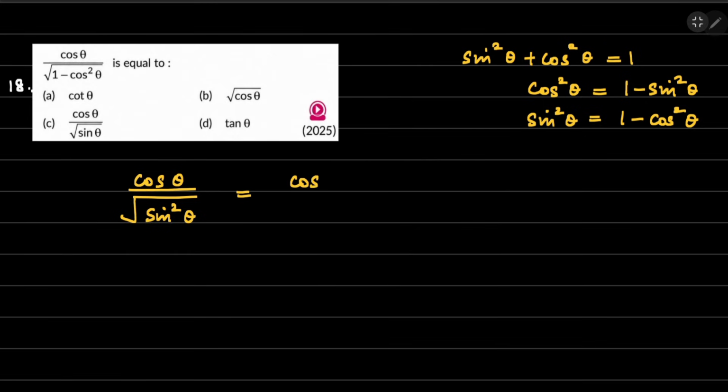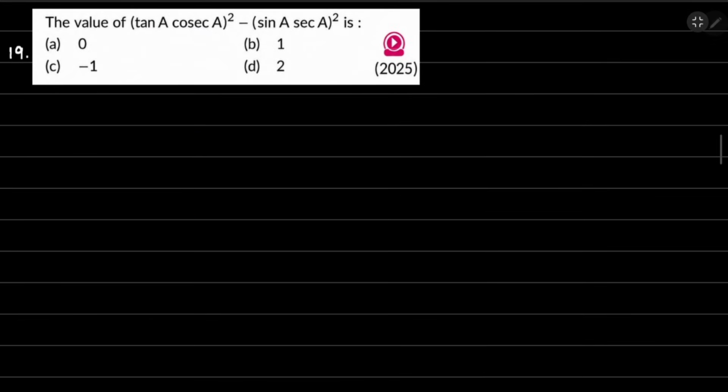This is equal to cos theta divided by root of sine square, which is just sine theta. So what is cos by sine? It is cot theta. That's your answer. Option number A is the correct answer. Let's move to the next question.